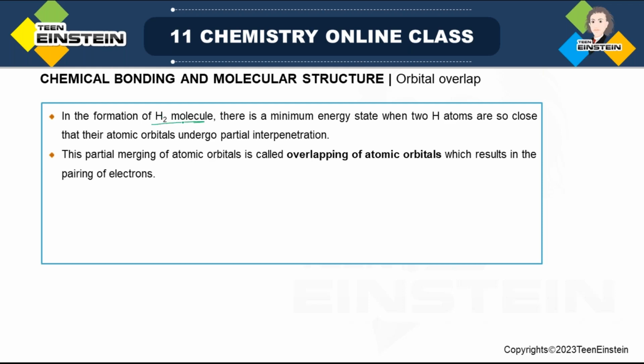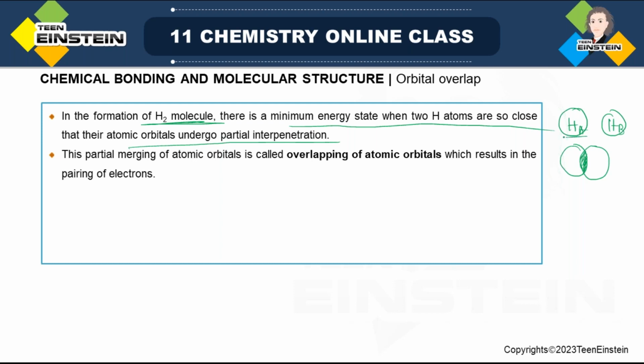Again, we will take the hydrogen molecule because it is a simple molecule. So in the formation of the H2 molecule, we have seen there is a minimum energy state where two hydrogen atoms are so close to each other that their atomic orbitals have some partial interpenetration. So this is isolated HA, isolated HB, but when they are at bonding distance, what will happen? There will be some overlapping zone. So this is the overlapping zone.